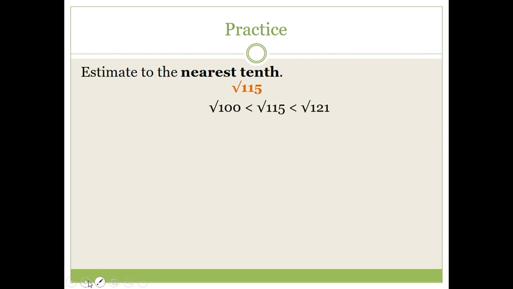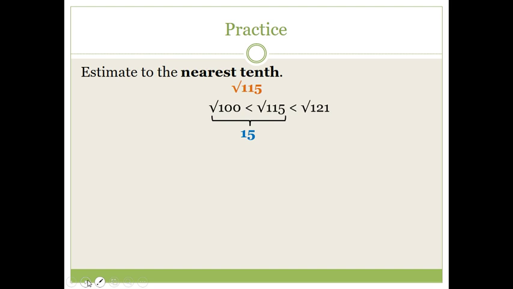All right, so what you should have been doing is going through your list of perfect squares. You would have realized that 10 times 10 is 100, so we have the square root of 100, and 11 times 11 is 121. And so the square root of 115 is somewhere between the square root of 100 and 121, or as whole numbers, somewhere in between 10 and 11.